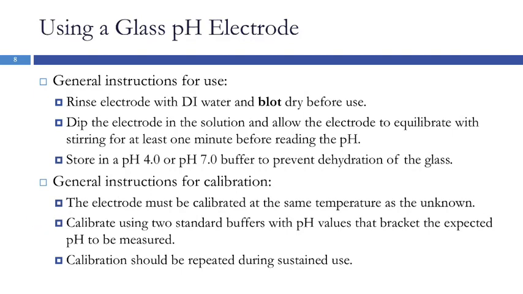The electrodes should be calibrated at the same temperature as the solutions that you're going to measure, because the cell potential does depend somewhat on temperature. So you want to have the same temperature. You would calibrate it with two standard buffers, and you would choose pH values that bracket your expected pHs that you're going to measure. So if you're expecting that your sample is going to be pH 8, you'd want to choose two buffers that bracket that, maybe pH 6 and pH 10 or something, but just make sure that they're on each side.